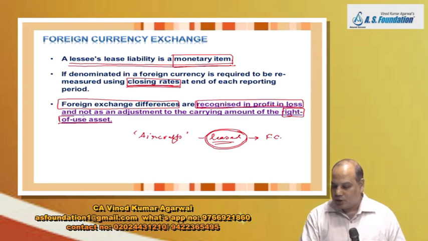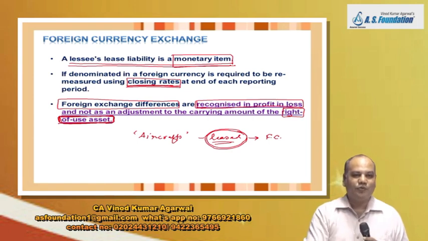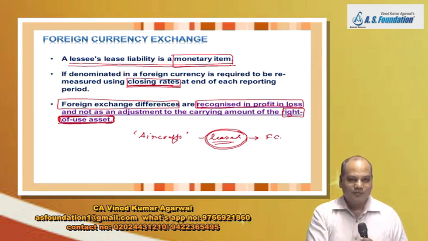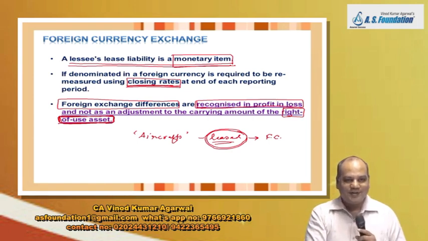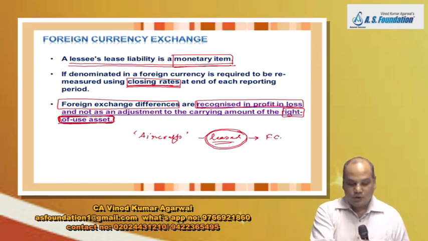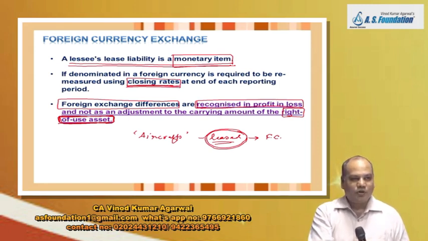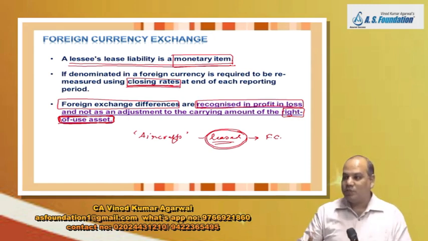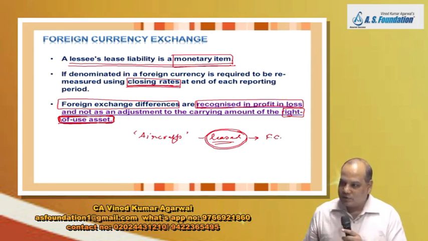Because you have been learning that whenever there is a change in liability, adjust in right of use asset, but not for foreign exchange difference. This foreign exchange difference is not due to any change in the liability as such, because you don't have to pay more or less amount to the lessor, but it is because of the change in exchange rate.